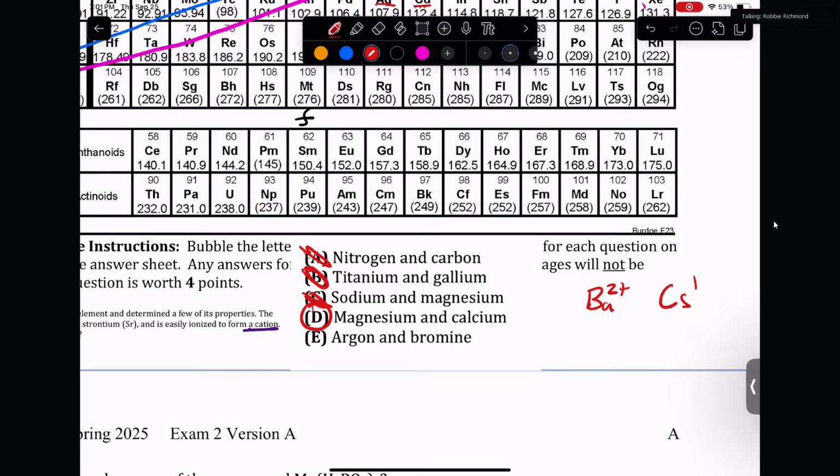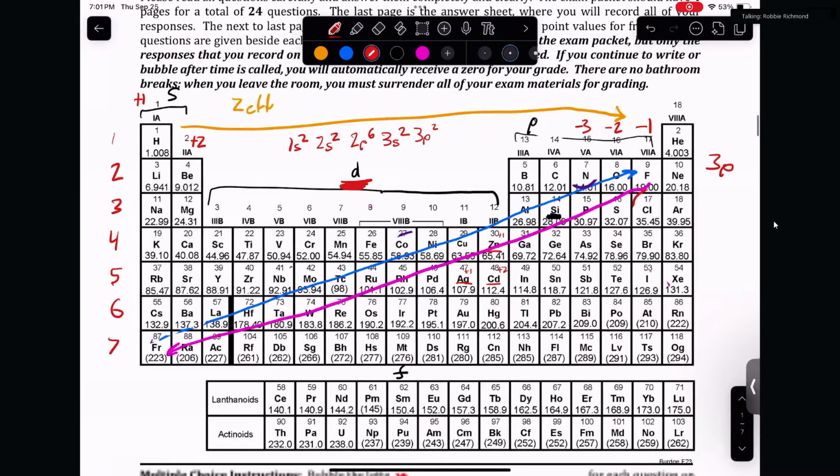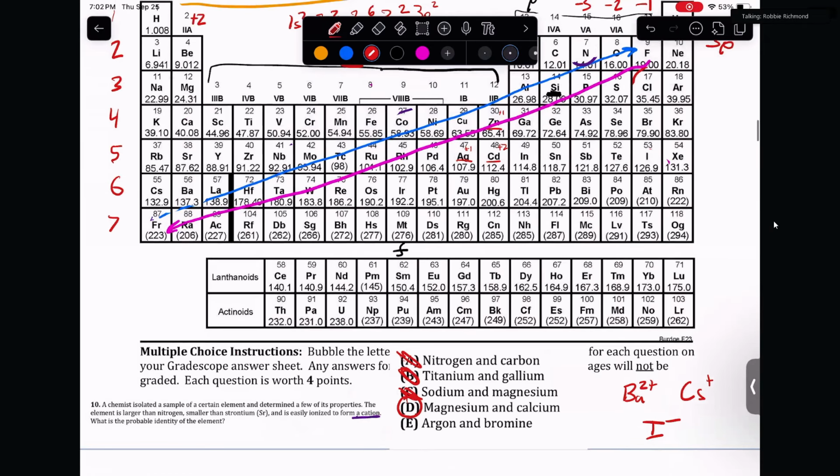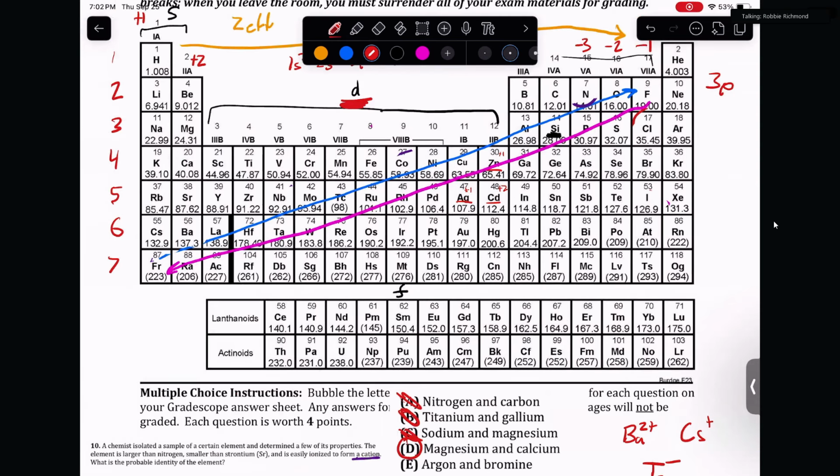Okay. For this one, remember, our trend for radius is that pink arrow going from fluorine to francium. So anything near the lower left generally should be larger. However, we are dealing with a lot of ions, and in this case it looks like there might be a possibility of isoelectronics happening here, an isoelectronic series.